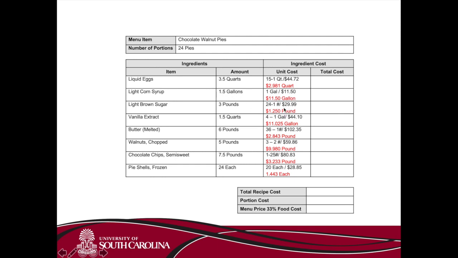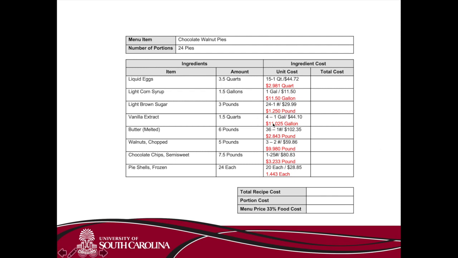We need a price per pound, so 24 divided by $29.99 gives us our price per pound. 1.5 quarts, this is a price per gallon. So we find our price per gallon there, and we'll be good to go. Same thing, a price per pound for all of these, and then our each individual pie shell, okay? With the vanilla extract, we're using 1.5 quarts. This is $11.02, right at $11.03 a gallon.